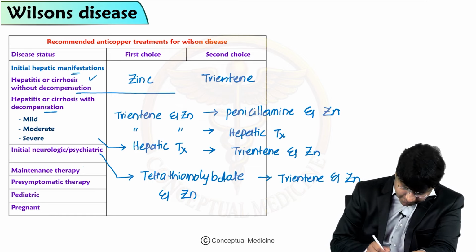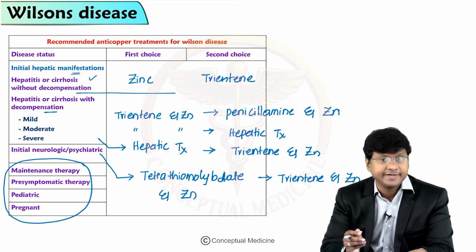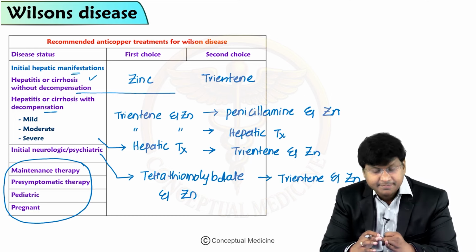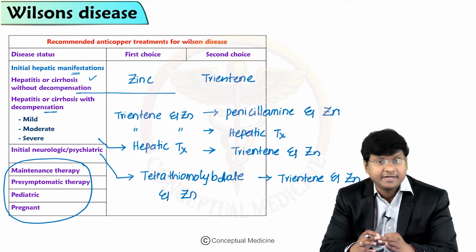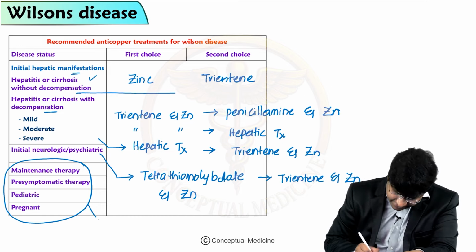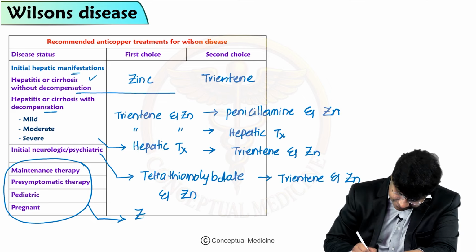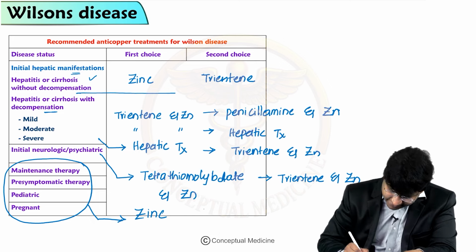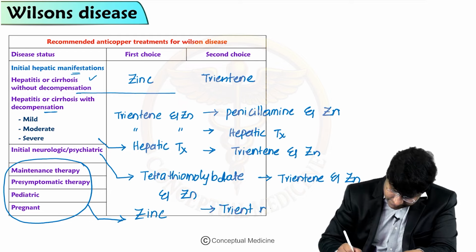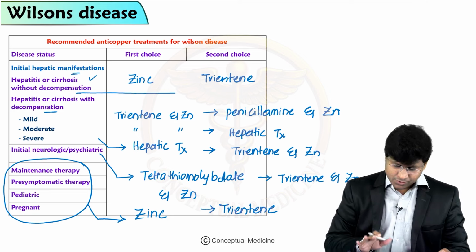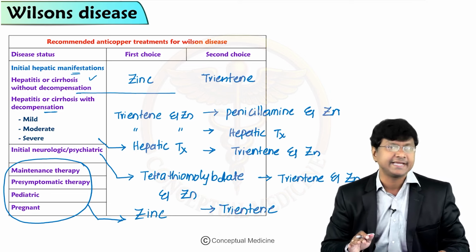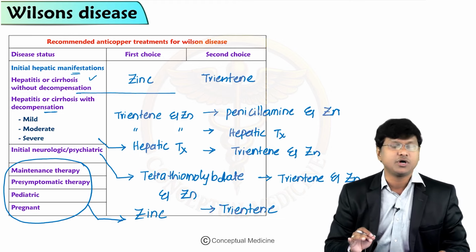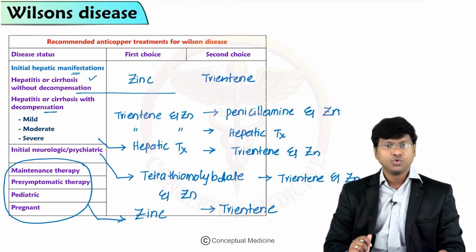Then what about the first line treatment as a maintenance therapy? First line treatment in pre-symptomatic therapy, first line treatment in pediatric Wilson's, first line treatment in pregnant women with Wilson's. In all of them, the first line treatment will be zinc. And the second drug or the second choice will be trientine, right? The second choice will be trientine. So this is about the first choice and as well as the second choice, the recommended anti-copper treatment for Wilson's in various groups of patients.